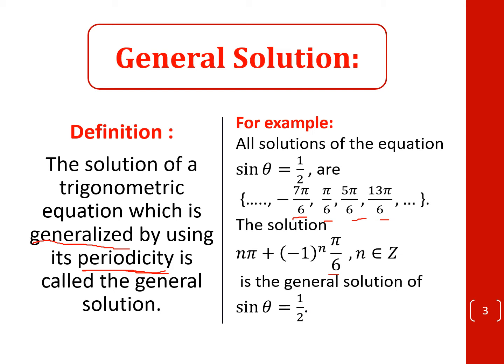See students, if I substitute n is equal to 0, we have n pi as 0 plus minus 1 raised to 0 is 1 into pi by 6, which gives us pi by 6 as the solution. Similarly, substituting 2, 3 and so on, where n belongs to Z, this expression gives us general solutions to sin theta is equal to half.